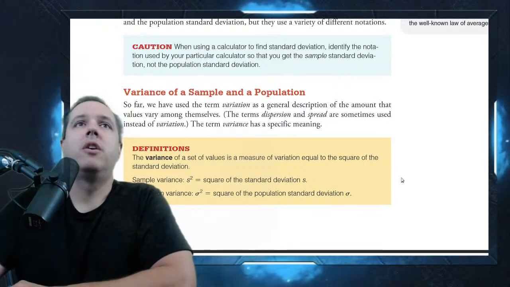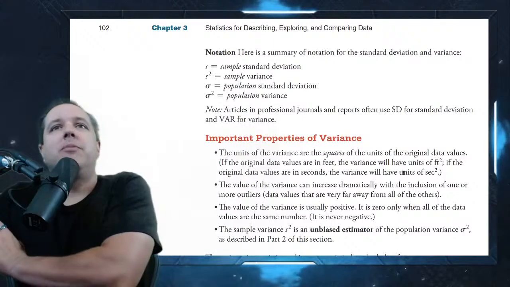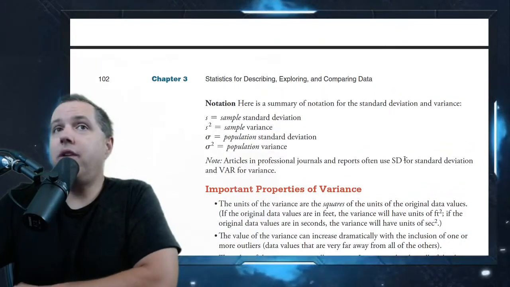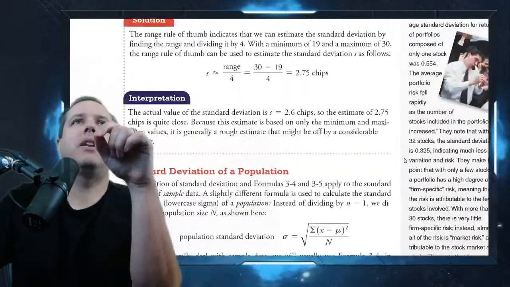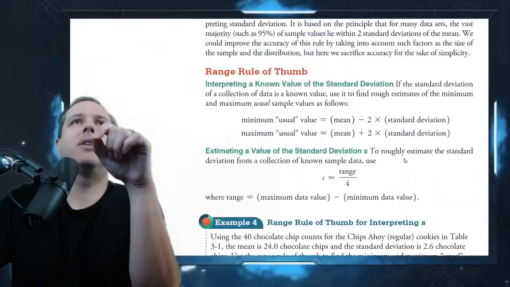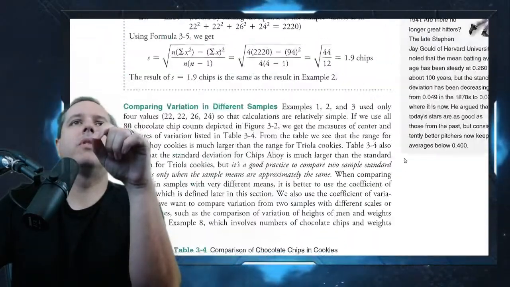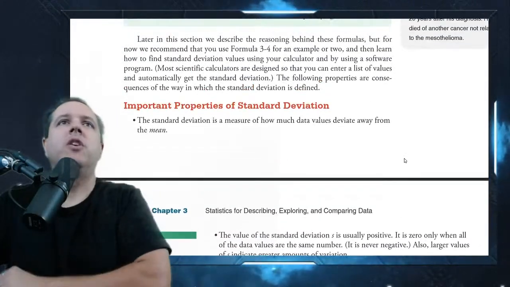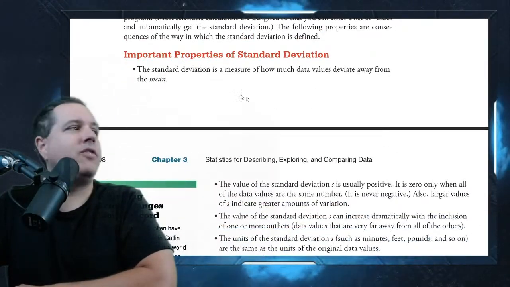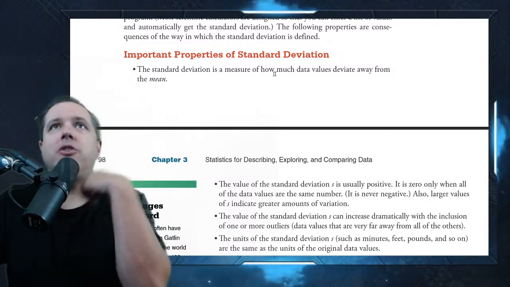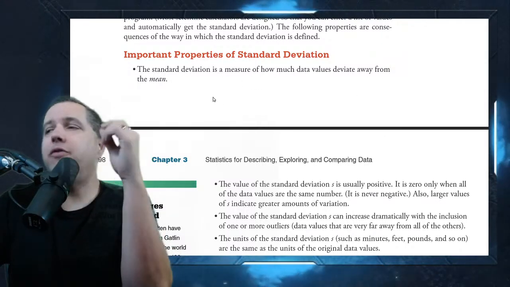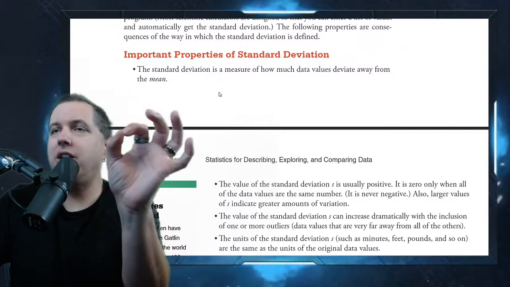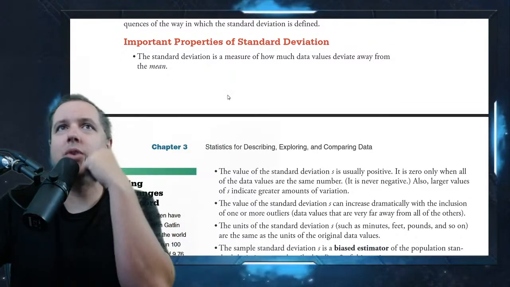That's probably going to fix it for you. Okay? All right, so variance comes up. I thought I had a paragraph in here that I must have skipped somewhere. Oh yeah, here we go. So important properties of the standard deviation. The standard deviation is a measure of how much data values deviate from the mean. So we're using the mean as like the landmark, and we're measuring how far everything is away from that.